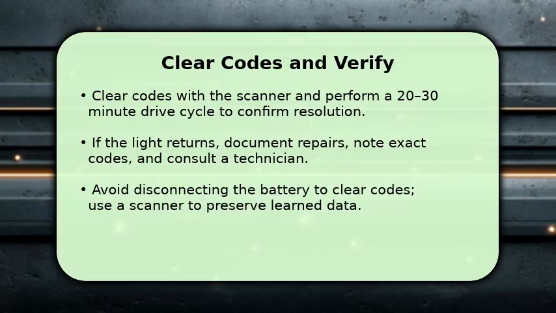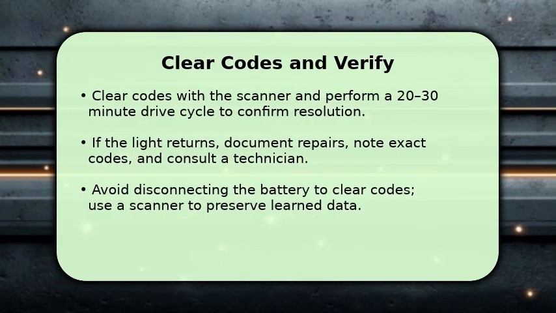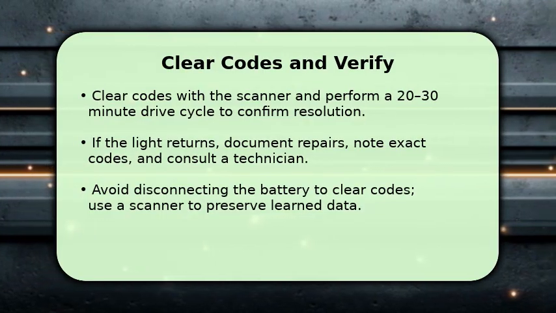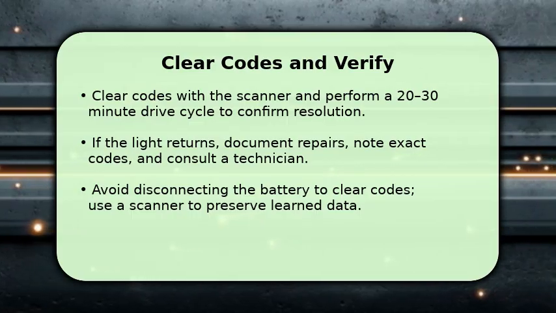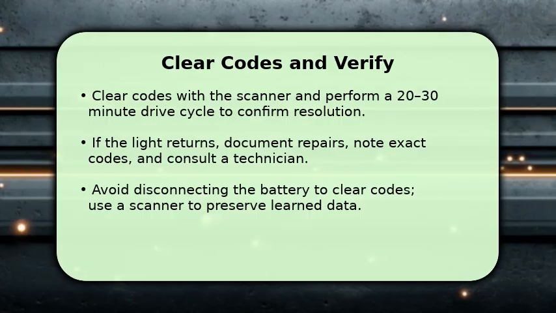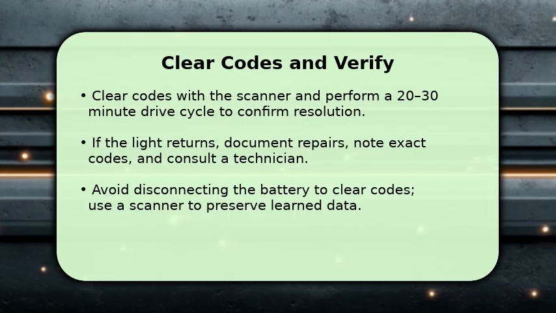After repairs, clear the trouble codes using your OBD-ROMAN 2 scanner rather than disconnecting the battery, which can erase learned parameters. Drive the car through a full drive cycle, city and highway, for about 20 to 30 minutes to allow readiness monitors to run and the ECU to reevaluate systems.